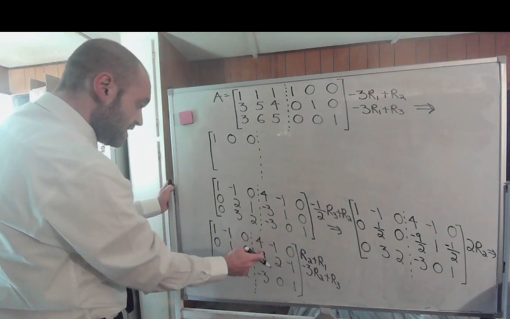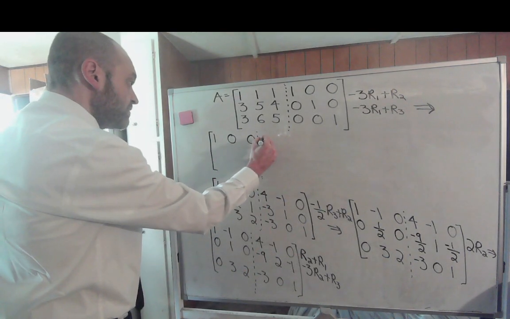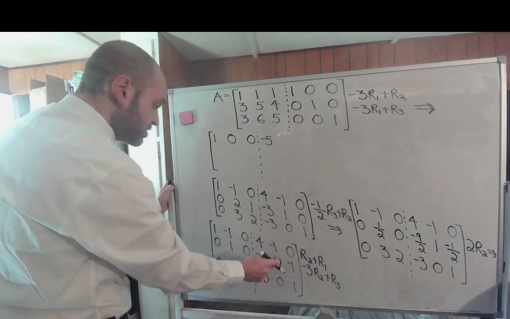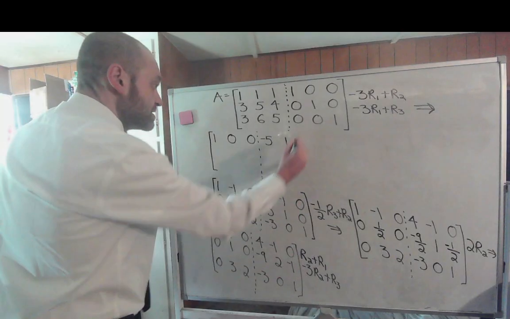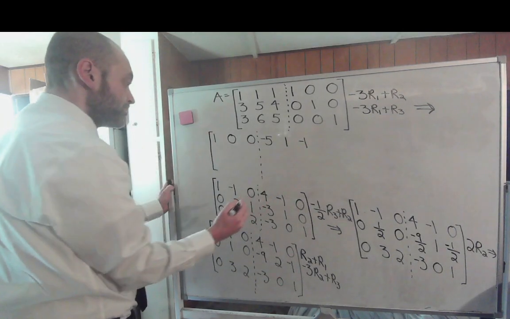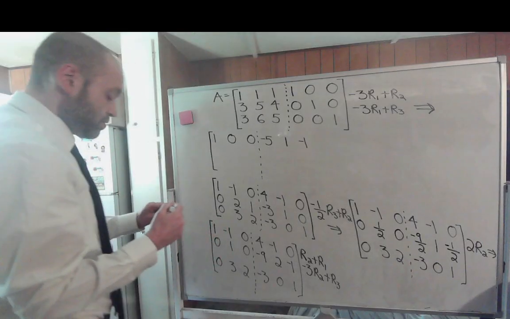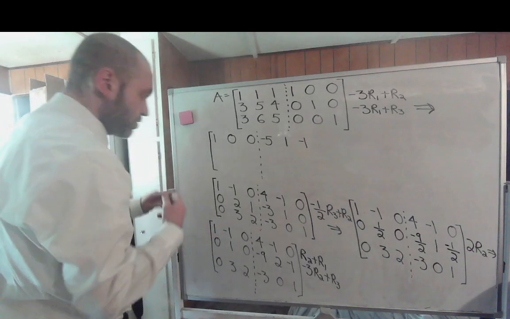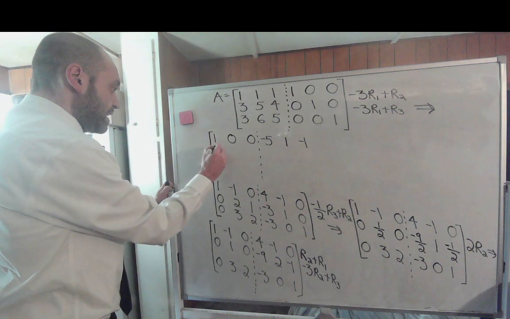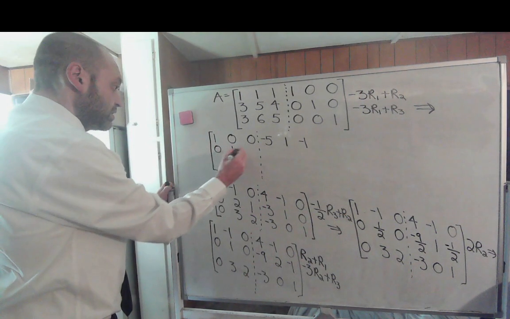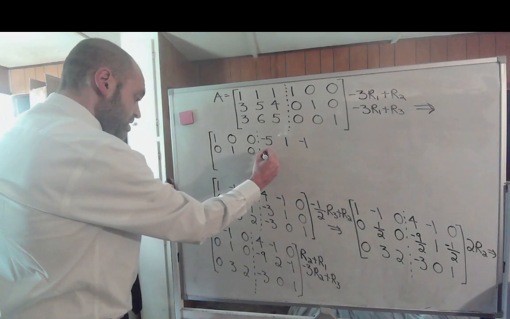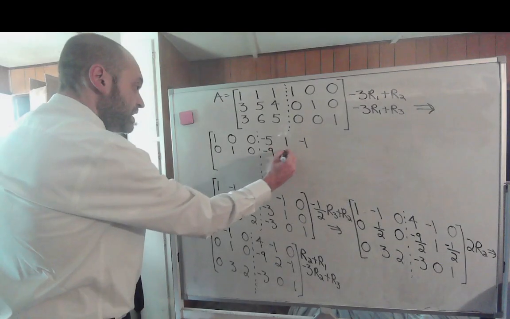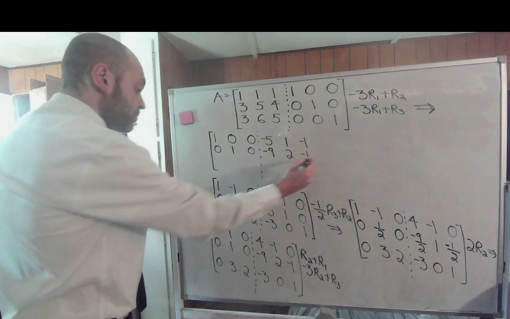Alright, negative 9 plus 4 is negative 5, 2 minus 1 is going to be 1, negative 1 plus 0 is negative 1. And then we're going to leave row 2 alone, actually. We can leave that completely alone since that's reduced. So 0, 1, 0, negative 9, 2, negative 1.